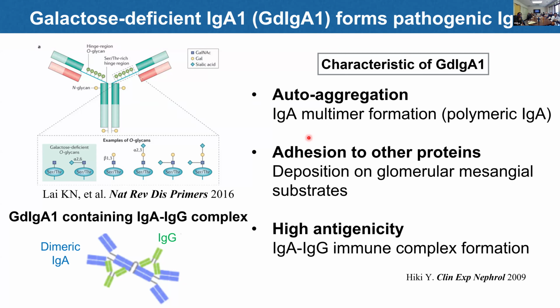The second characteristic is adhesion to other proteins. That means it induces the deposition in the glomerular mesangial substance. The third one is high antigenicity. IgG can detect Gd-IgA1 and form an IgA-IgG complex. This Gd-IgA1-containing polymeric IgA and the IgA-IgG complex are considered to be the major pathogenic IgA for IgA patients.